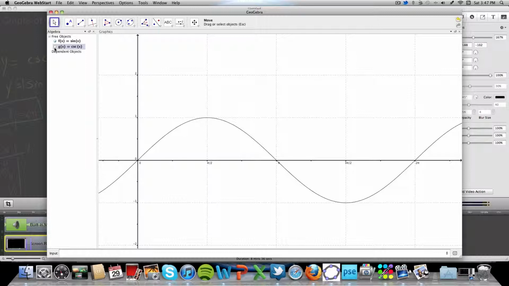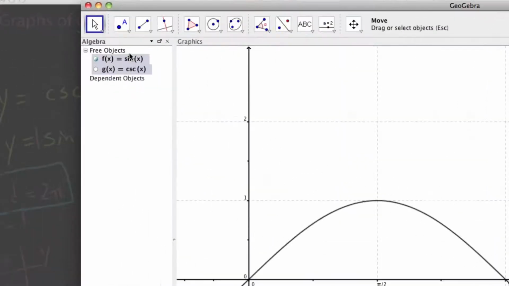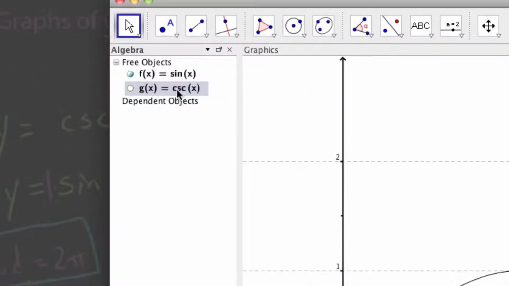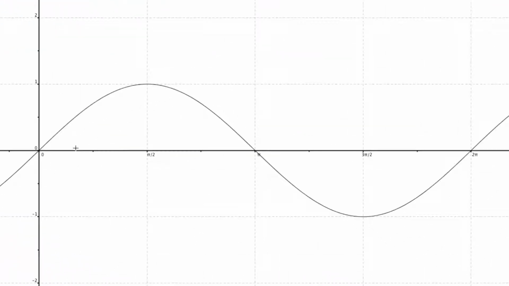Just as an amendment to this video, what you can see here in GeoGebra is a graph of y equals sine of x. You can see that up over here. And we're about to highlight g of x, which is cosecant of x. To show you how these reciprocals behave, here's our 0 to 2 pi period. Wherever sine is at a height of 0, when we graph its reciprocal, our reciprocal function is going to be undefined. So let's take a look at cosecant here.